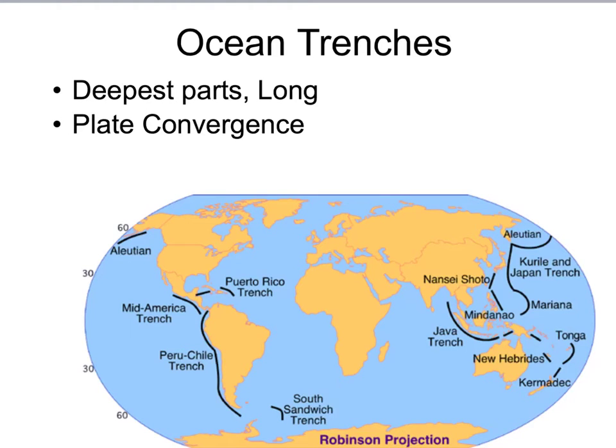Trenches are the deepest parts of the ocean and occur where plates converge. The word converge means to come together. One of the main ocean trenches that you should know about where there is convergence is the Peru-Chile Trench. You should also know the location of the Mariana Trench because this is where the deepest part of the ocean is, Challenger Deep. Along the Peru-Chile Trench, because of the convergence of those plates, we have mountains that form right along the coast.